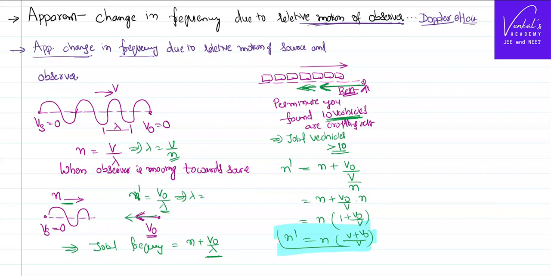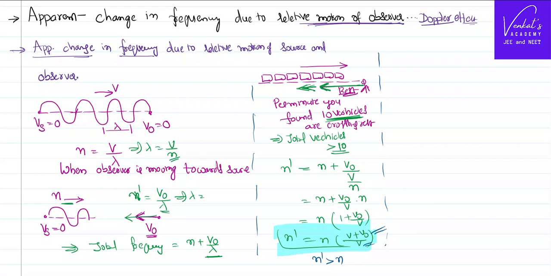What you could have noticed here is that the numerator is v plus vo, where vo is the velocity of the observer, which is more than the denominator v, the velocity of the sound. So in this case, n dash is obviously greater than n. That is when the observer is approaching the source.